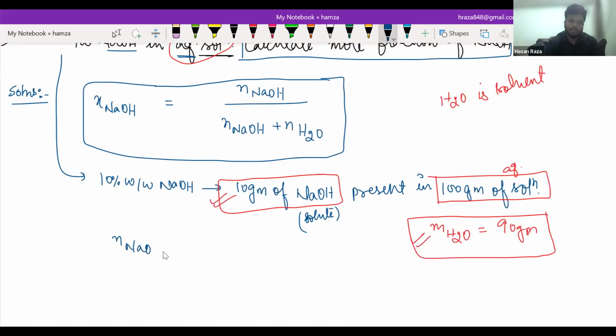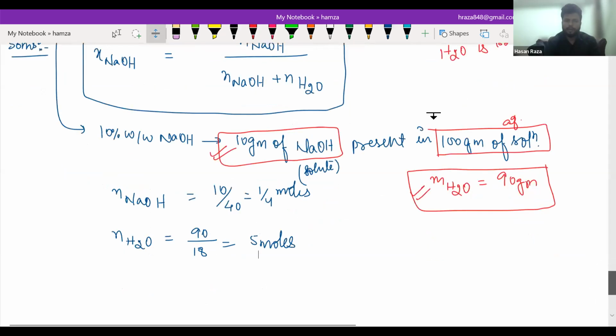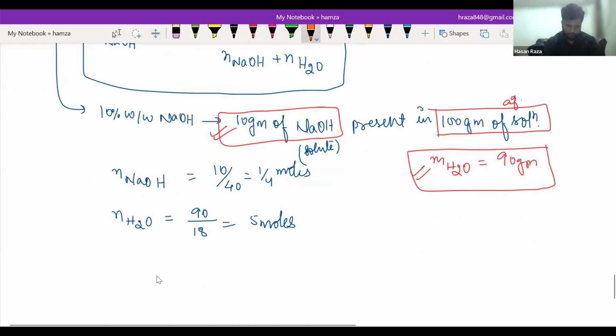Number of moles of NaOH: given mass is 10 gram and molar mass of NaOH is 40. So it will be 1 by 4 moles. Again, number of moles of H2O: given mass 90 gram and molar mass of H2O is 18. So it will be 5 moles. Now I am going to put the values and calculate.